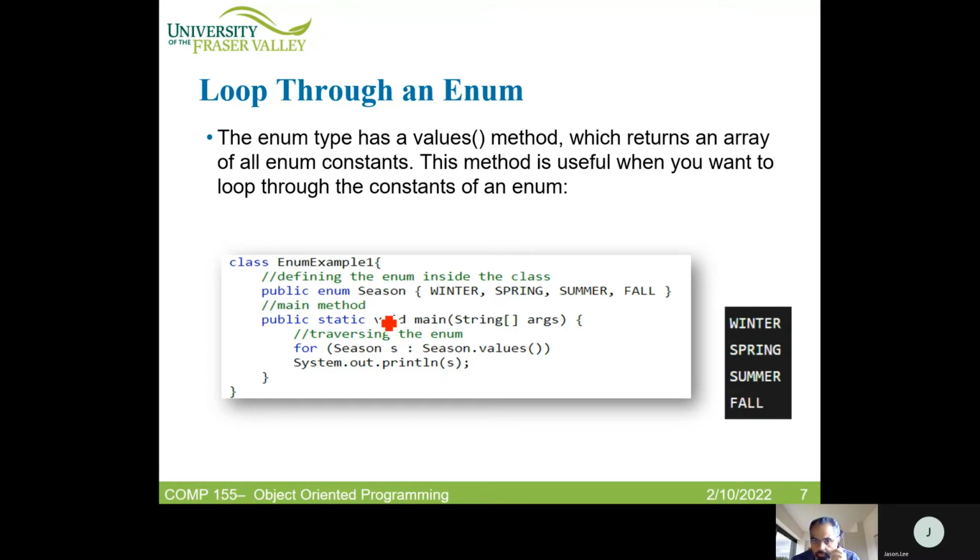Here, if you want, we have already an enum. Like here, we name it season: winter, spring, summer, fall. And we want to make a loop for this. We can use the for each loop.